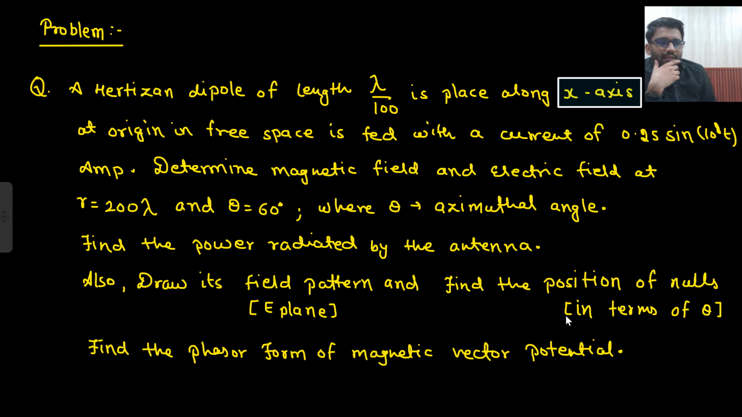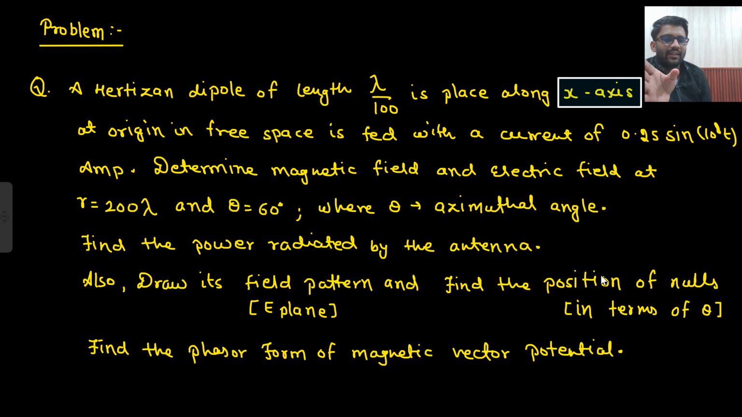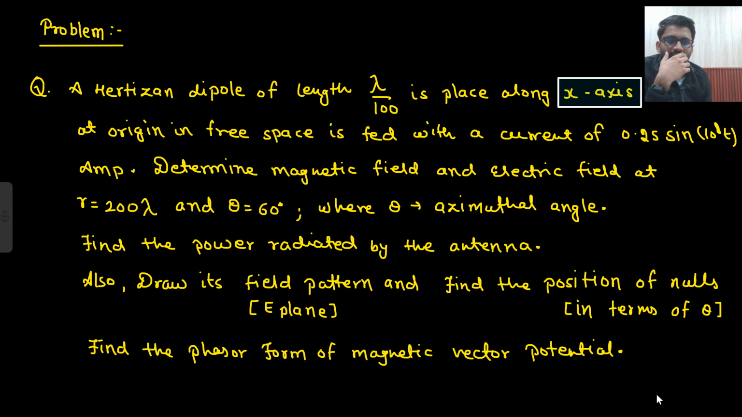Thank you. So let's start solving this problem. In this problem every single thing that has been asked, we have studied, right? Now the Hertzian dipole is there, its length is lambda by 100. So dl value is lambda by 100. That is given. Current value is given: i(t) is 0.25 sin omega t.